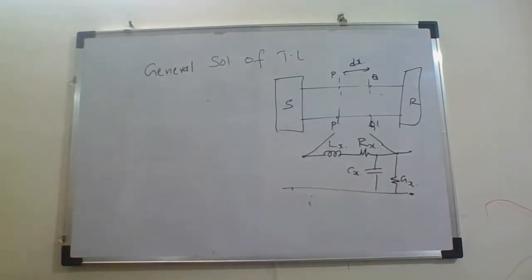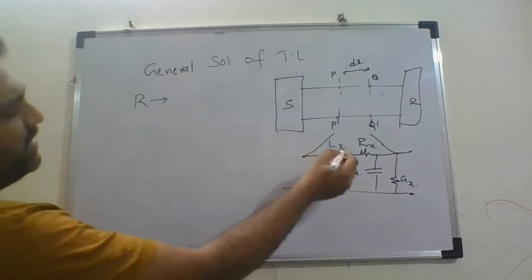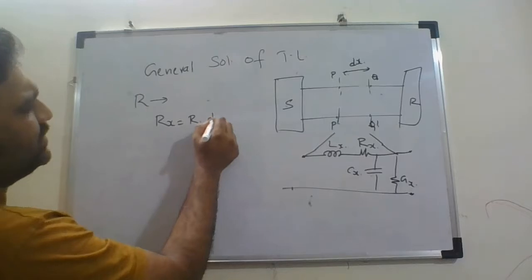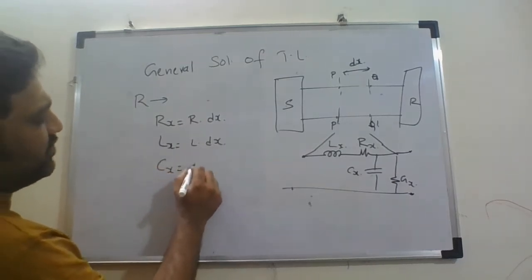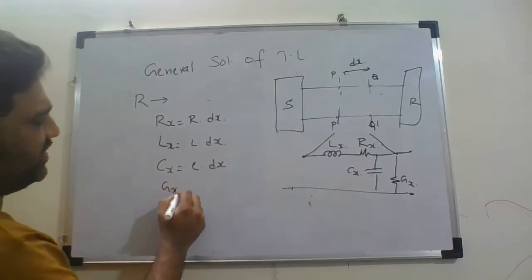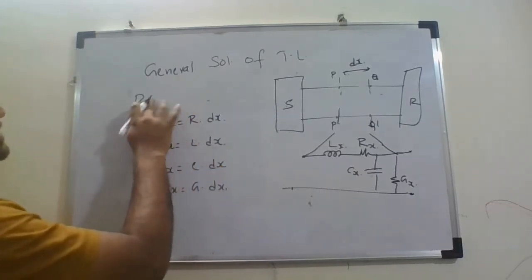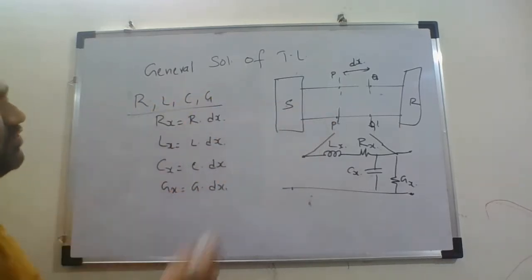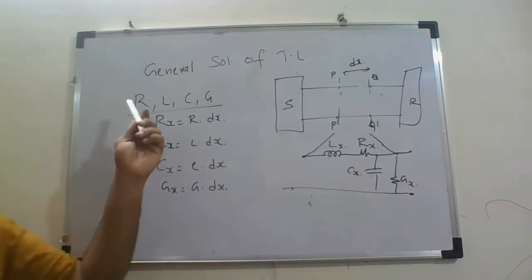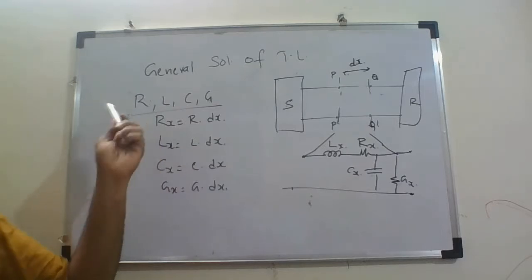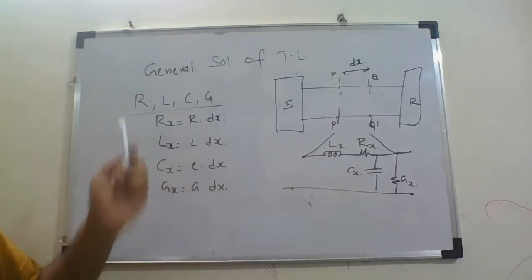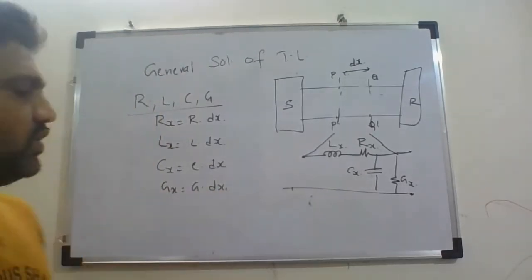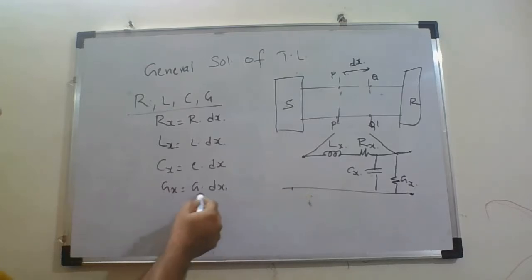If R is the primary constant of the transmission line, then the value of Rx will be equal to small r into dx, and similarly the value of Lx will be equal to L into dx, Cx will be equal to C into dx, and Gx will be equal to capital G into dx. We are considering that R, L, C, G are the primary constants of this transmission line. Whenever we say primary, they are defined with respect to unit distance. So the values for this portion of the transmission line we can obtain like this.